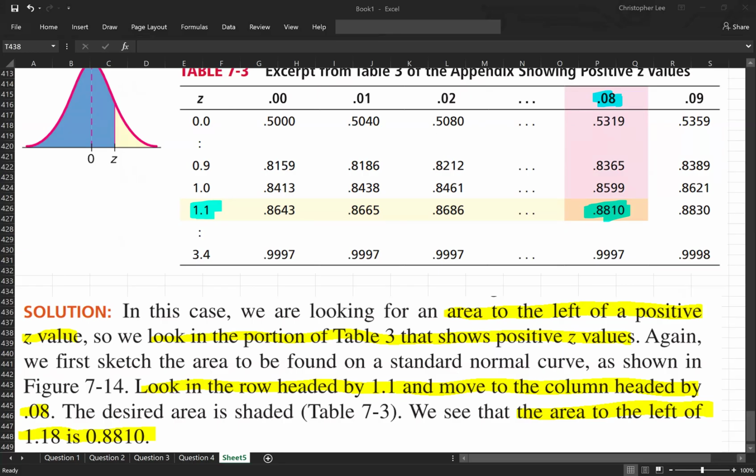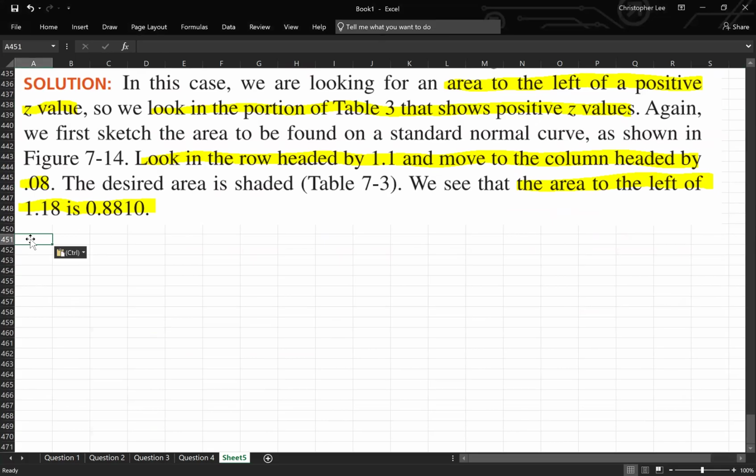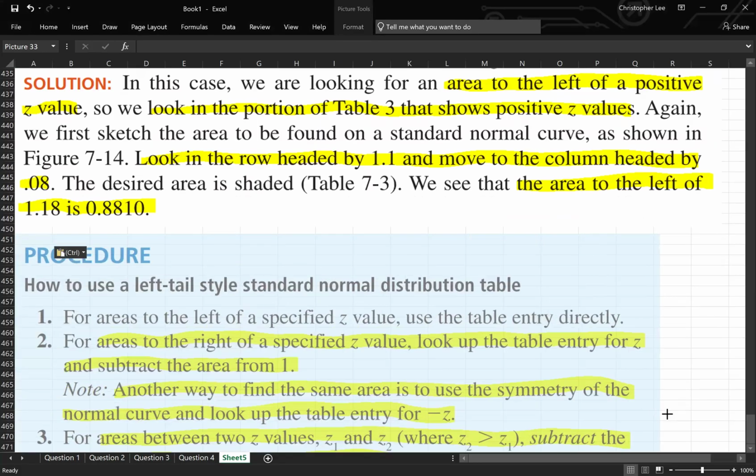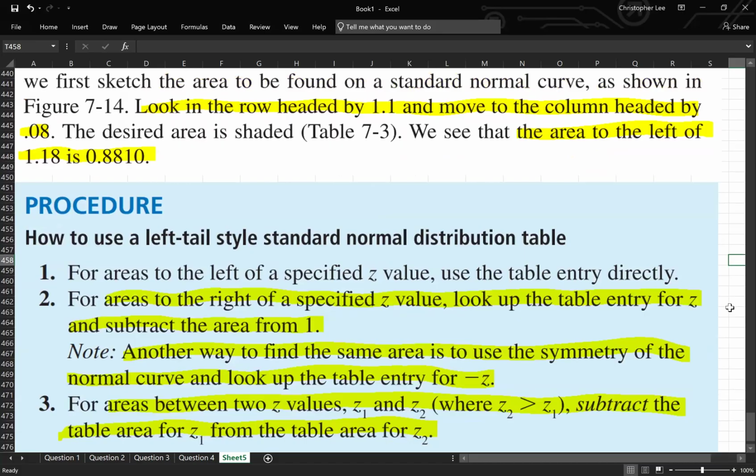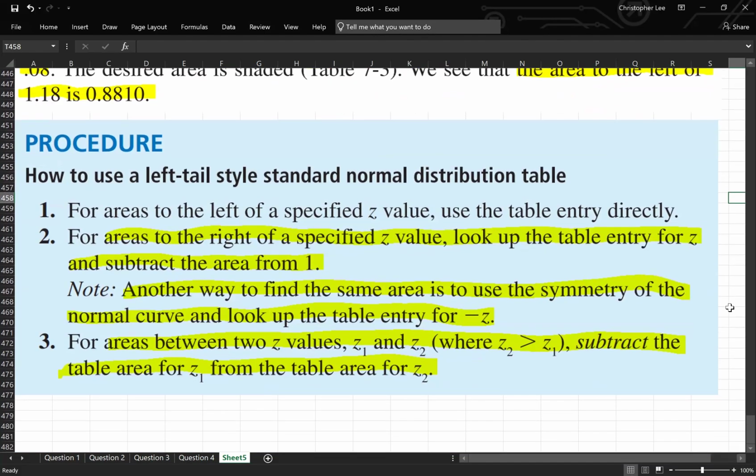Let me give you a little procedure real quick. How to use a left tail style standard normal distribution table. For areas to the left of a specified z value, we use the table entry directly. For areas to the right of the specified z value, meaning I'm asking what is the probability of z greater than a number, you look up the entry for z and subtract that area from 1, right? Our z tables can only give us the probability of z less than a number. It cannot give us the probability of z greater than a number. So if the question asks for the probability of z greater than a number, we have to do 1 minus the probability of z less than that number, right?